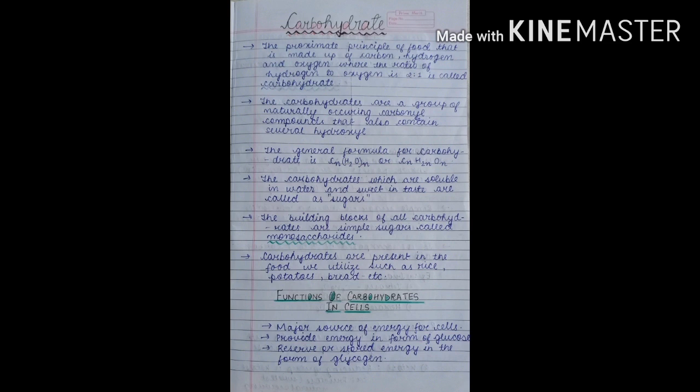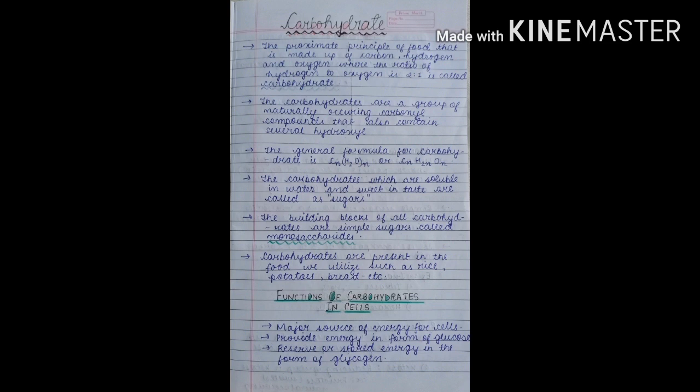The complex formula for carbohydrate is (C6H10O5)n. The proximate principle of food that is made up of carbon, hydrogen, and oxygen, where the ratio of hydrogen to oxygen is 2:1, is also called carbohydrates. Carbohydrates are soluble in water and also sweet in taste. The building blocks of carbohydrates are simple sugars called monosaccharides. Carbohydrates are mainly present in rice, potato, bread, etc.